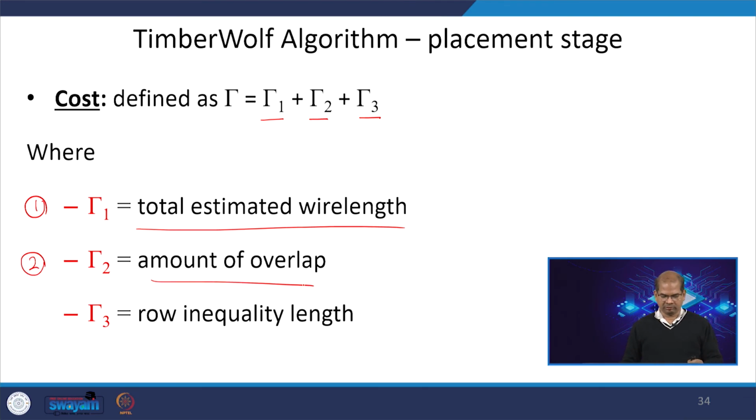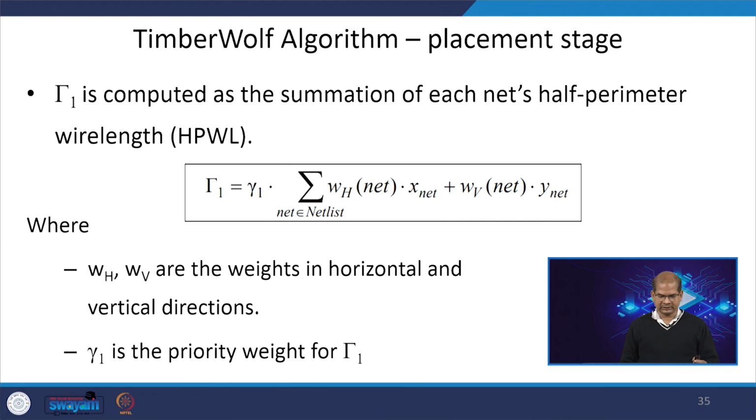It defines the amount of overlap between the cells, and the third one is row inequality in the length. So, we will discuss each one of them individually. So, gamma 1 is computed using the half perimeter wavelength model. We discussed the half perimeter wavelength model. So, the HPWL wirelength estimation model will be used to find the total wirelength of the placement.